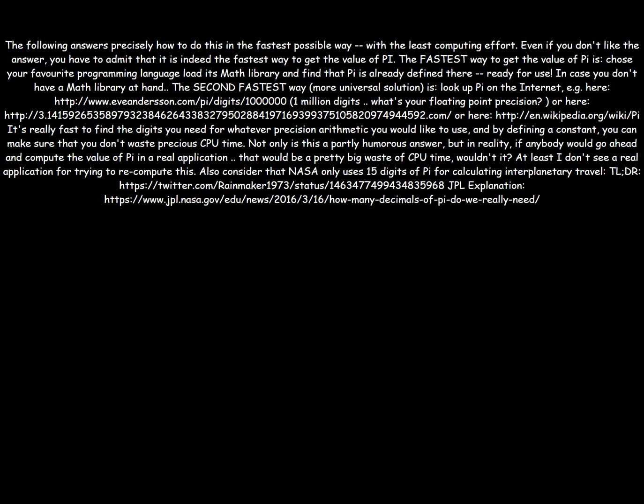Not only is this a partly humorous answer, but in reality, if anybody would go ahead and compute the value of pi in a real application, that would be a pretty big waste of CPU time. Wouldn't it? At least I don't see a real application for trying to recompute this. Also consider that NASA only uses 15 digits of pi for calculating interplanetary travel.